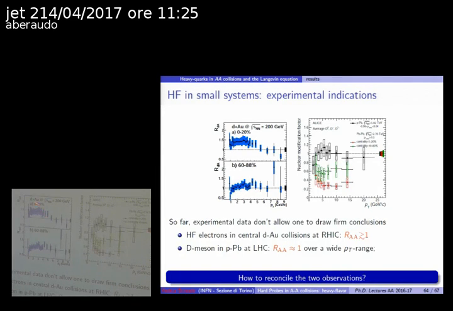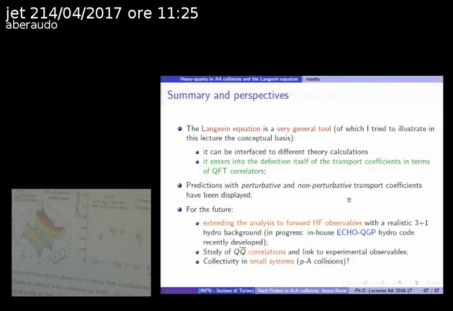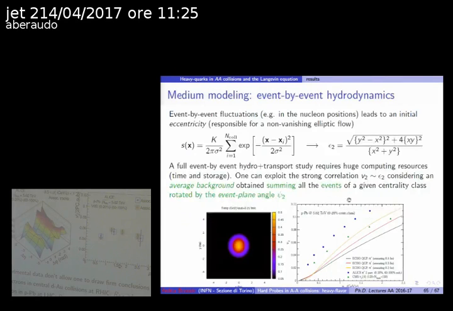And you see that in more central events, they stay systematically above 1, okay? And this occurs for more central collisions, not for more peripheral collisions. So the question could be, is this a signature of some medium effect? So what one can do is to try to employ this same setup also in this kind of collisions.